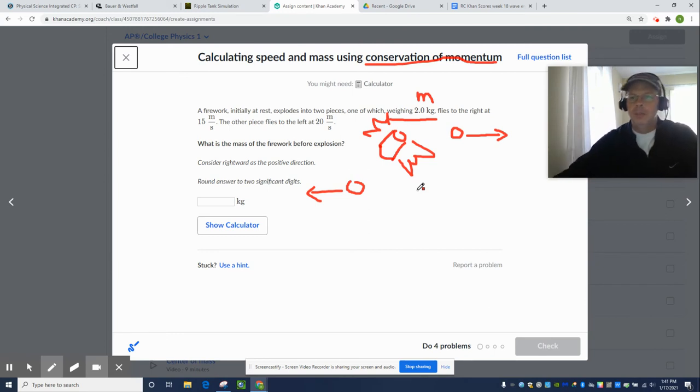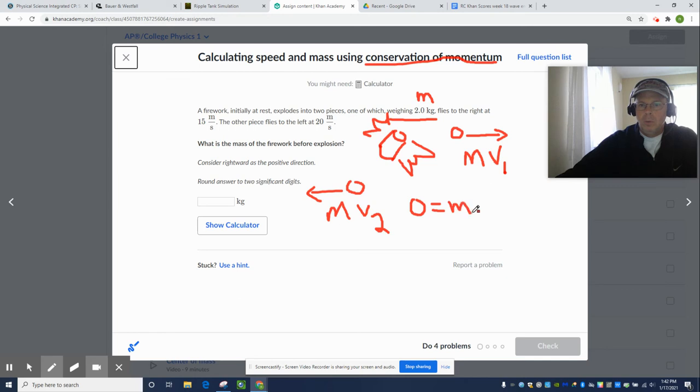This is the puzzle my students get confused by. Momentum is a vector quantity, so the positive momentum from this fragment is perfectly canceled by the negative momentum from the other. Mass isn't a vector quantity, but velocity is, and the product of a scalar and a vector is a vector. So really, you start with 0, you end with 0: 0 equals m1 v1 plus m2 v2. The sum of these two momenta is 0.